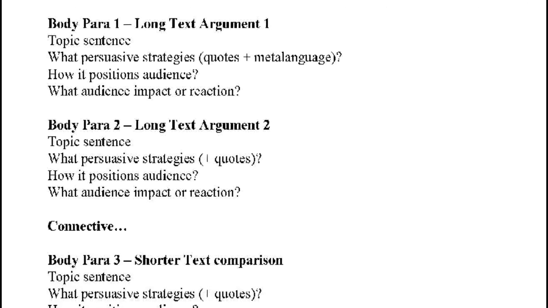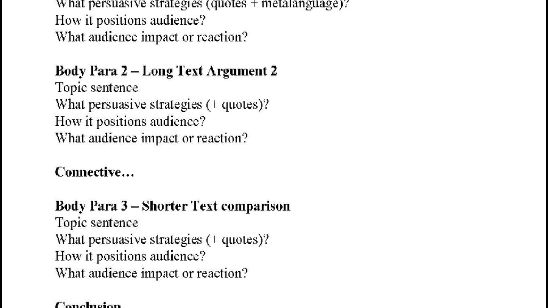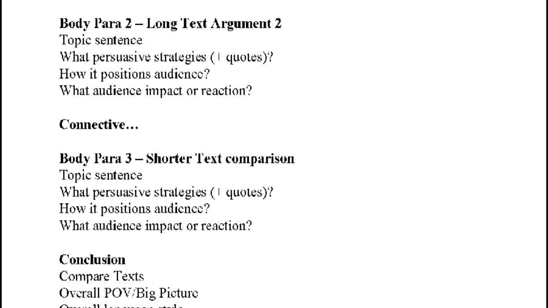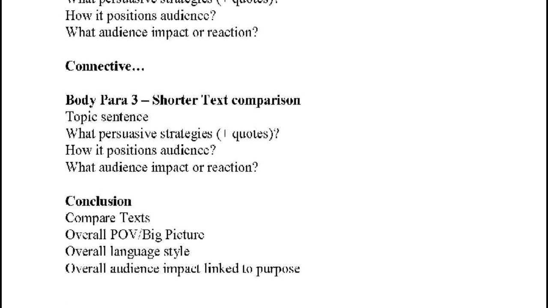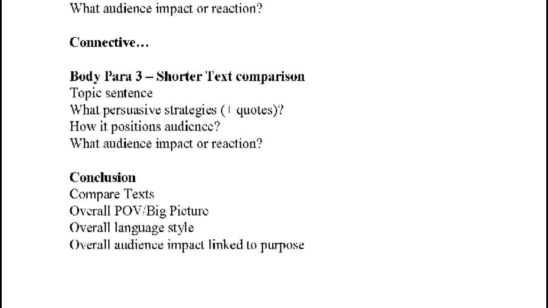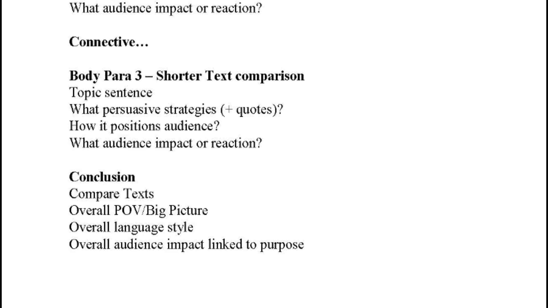If we move up, the body paragraph 2 is the same thing. So the first two arguments from the long text. And then we look for a connective to move into the third body paragraph, which is going to be the shorter text comparisons. And there we have their topic sentences and so on. So the conclusion for that particular template would be to compare the text overall in terms of their points of view, language style, audience impact, linked to purpose.